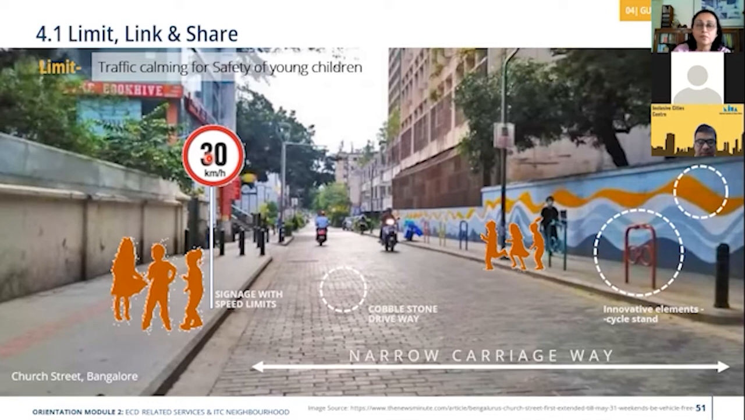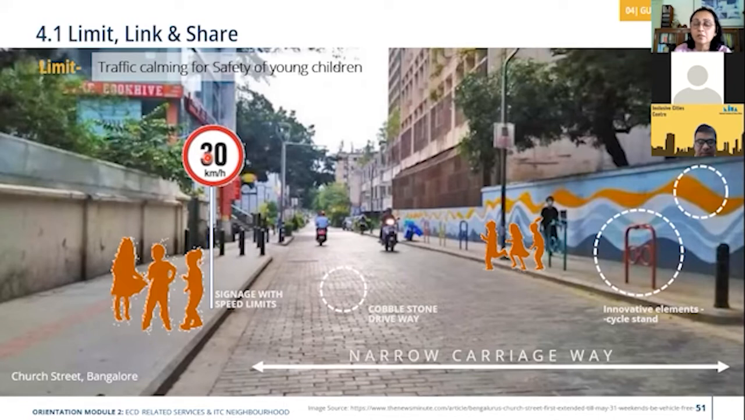In this, we begin with understanding the streets by saying there are three key things that we need to do. What are the three key things? Limit, which is the first thing. Link all these streets, and also share. I'll come to all of them one by one. First thing that we need to make our streets friendly to an ITC is we need to take these three main steps, right?